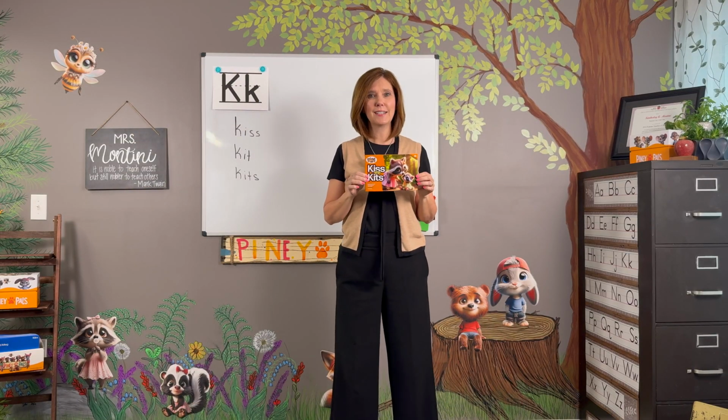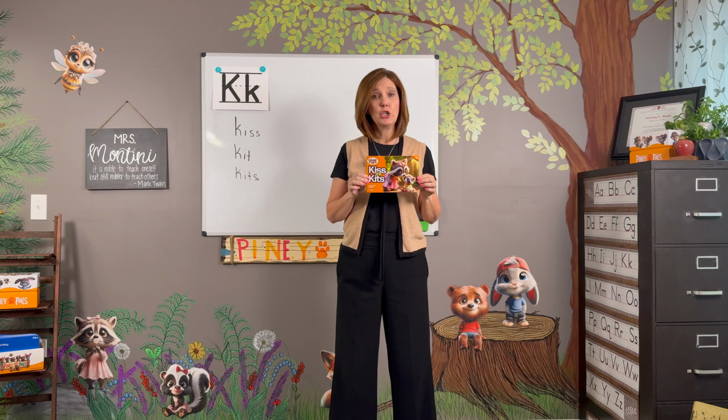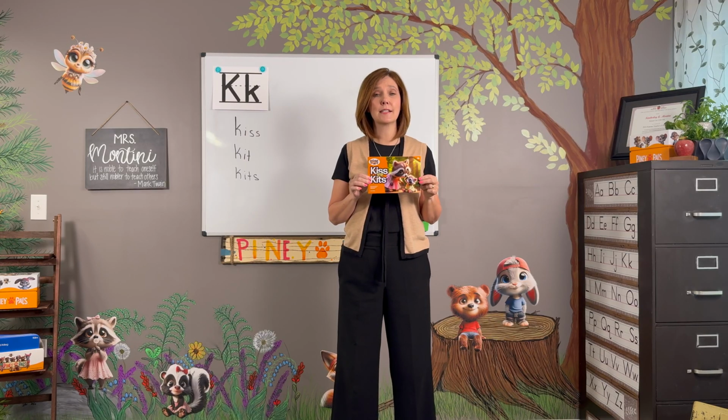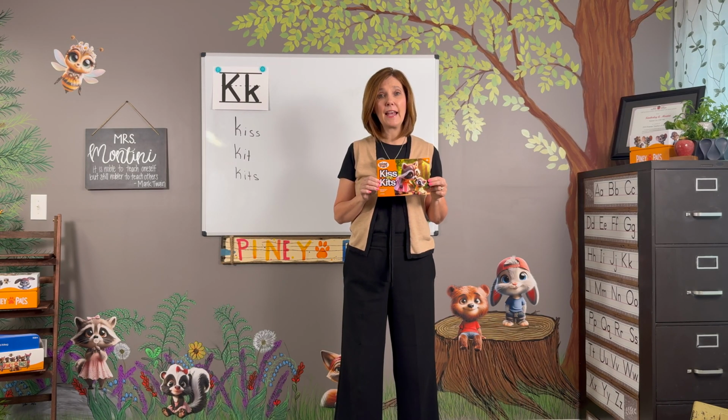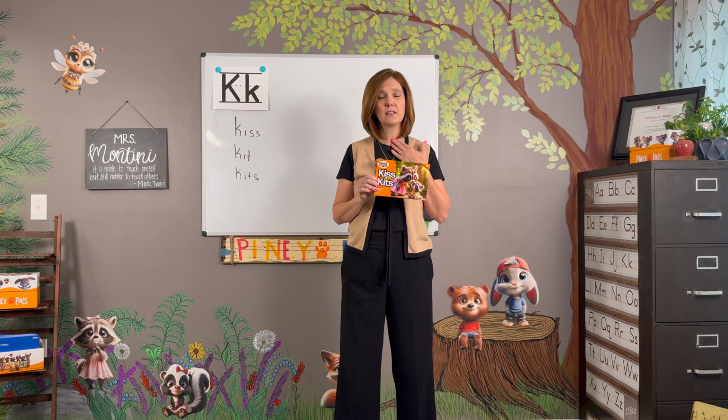When you read the book, Kiss the Kits, you will have many chances to see consonant K, which makes the k sound. Remember, when it makes the k sound, our tongue is at the top of our mouth toward the back. When our tongue drops, it kicks out the air and kicks out the sound when it does that. And we know that k is an unvoiced sound.